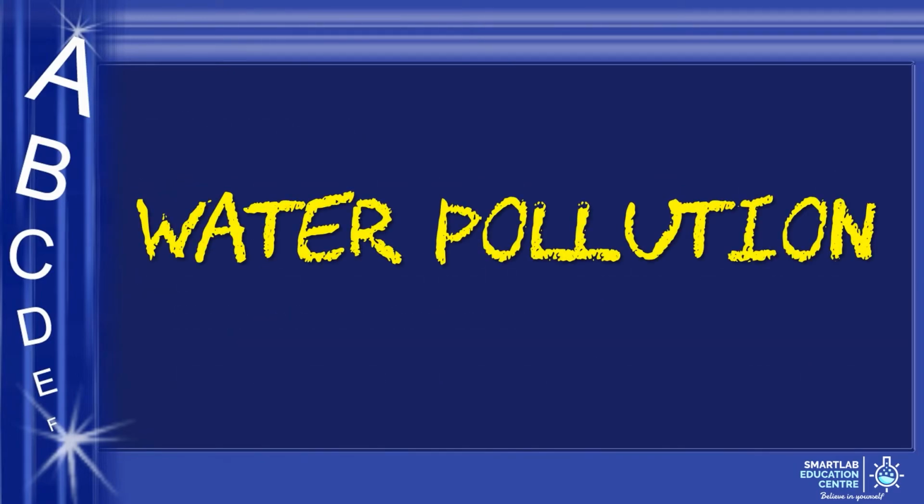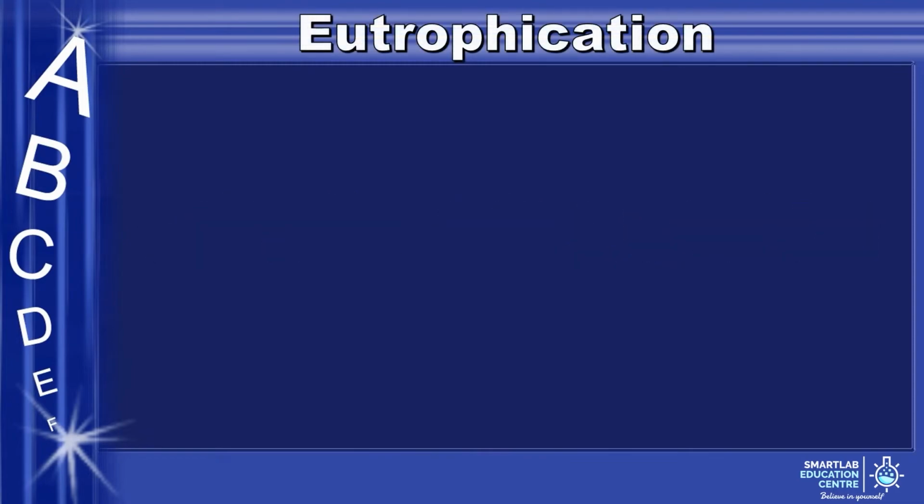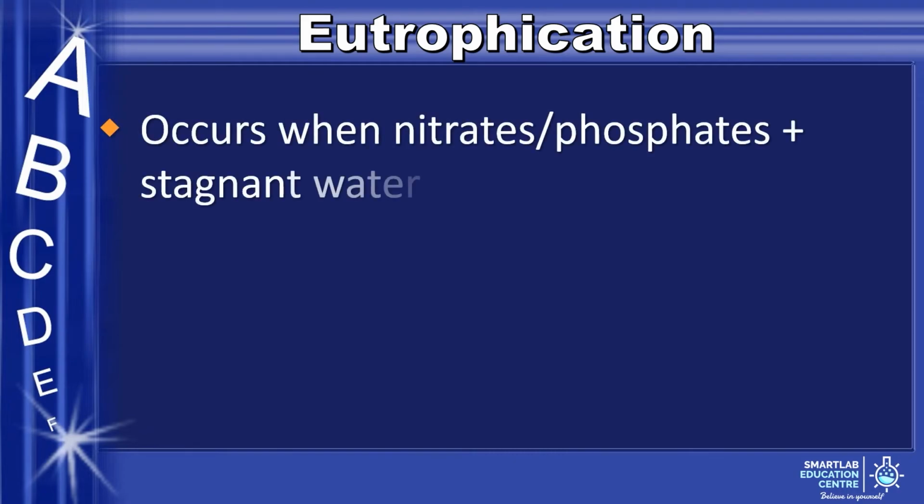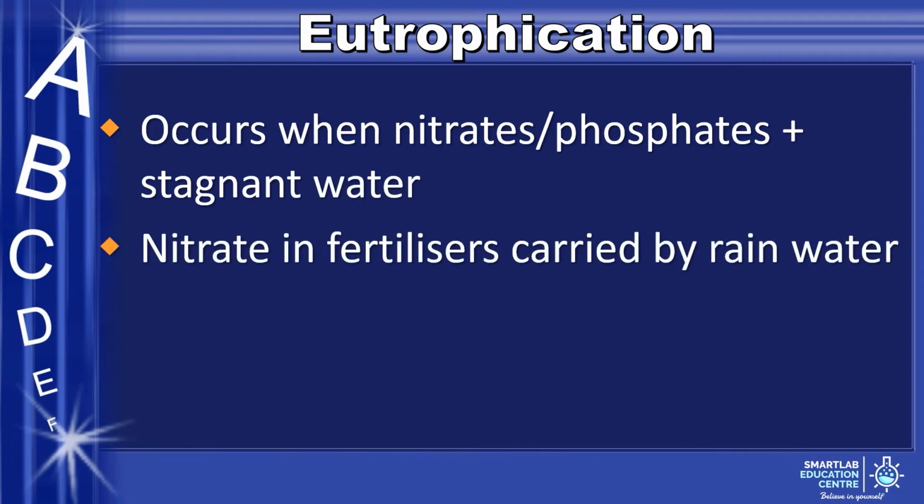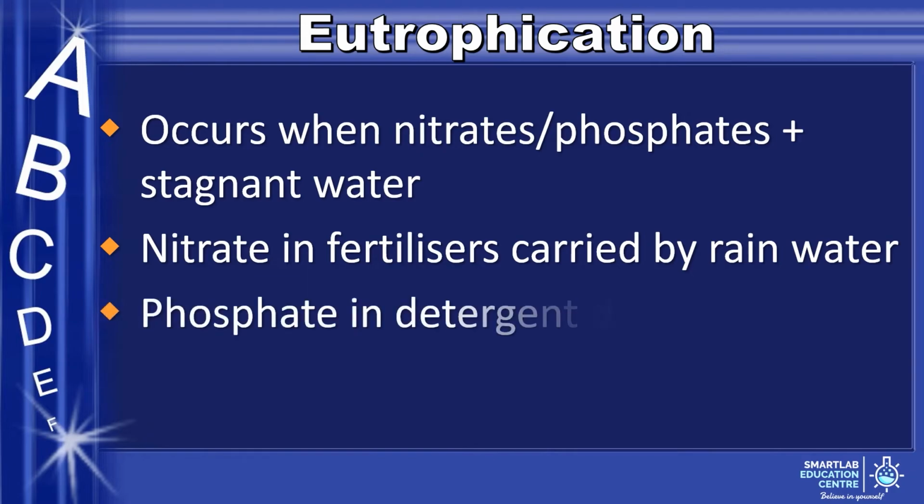Water pollution. Eutrophication is often a product of water pollution, and it occurs when nitrates or phosphates are reacted with stagnant water. The nitrates can come from fertilizers that are carried by rainwater. The phosphates come from detergent that is delivered by household water.